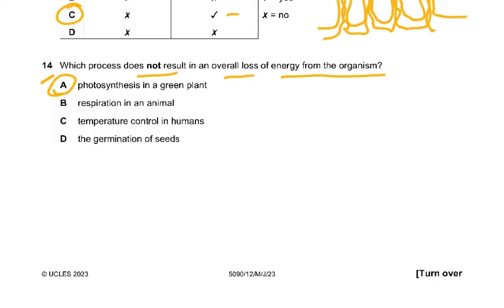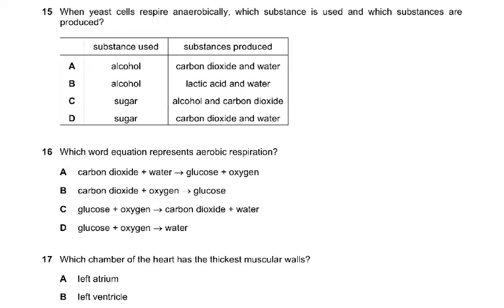But the question was which process does not result in an overall loss of energy. In respiration also we need energy. In temperature control in humans also we need energy. In germination of seeds we need a lot of energy for the formation of the radicle and the plumule and the shoot and all that. So basically, it's photosynthesis in a green plant which does not result in the overall loss of energy from an organism.